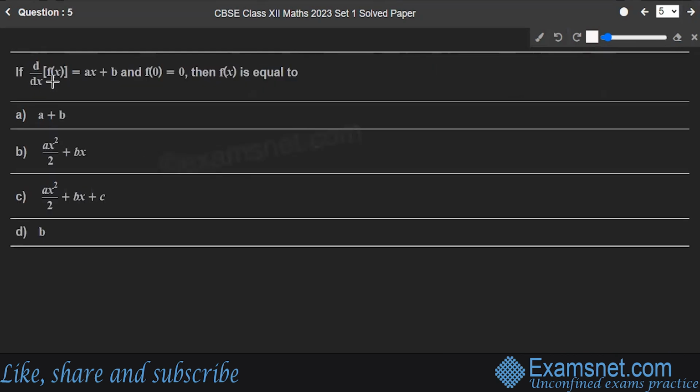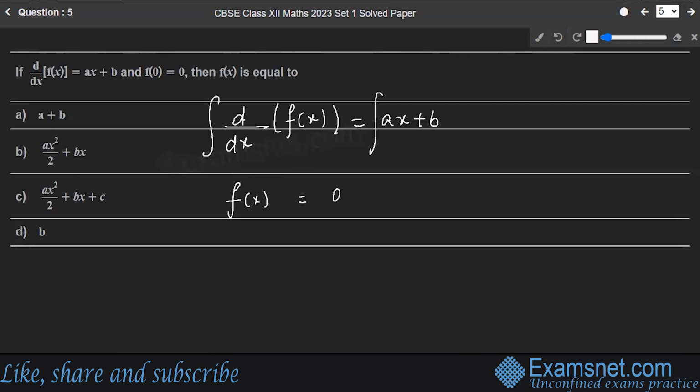If d by dx of f(x) is equal to ax plus b and f(0) is equal to 0, then f(x) is equal to. You are given d by dx of f(x) is equal to ax plus b. Let's integrate on both the sides. So integrating on both the sides, f(x) is equal to ax squared upon 2 plus bx plus the constant c.